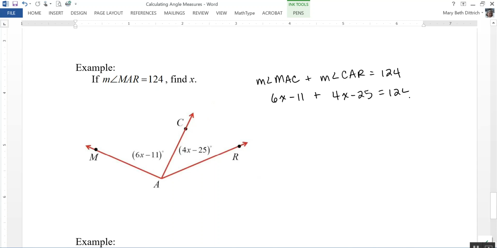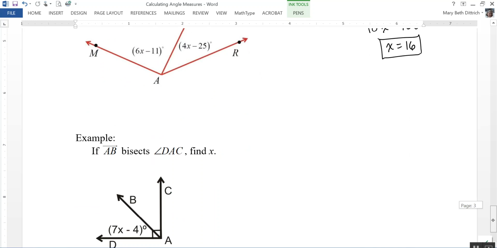And once again, I'm back in algebra land. So 10x minus 36 equals 124. Adding 36 to each side gives me 160. x equals 16. And let's go back and read the problem. So I did just have to find x. So I'm finished with that one.